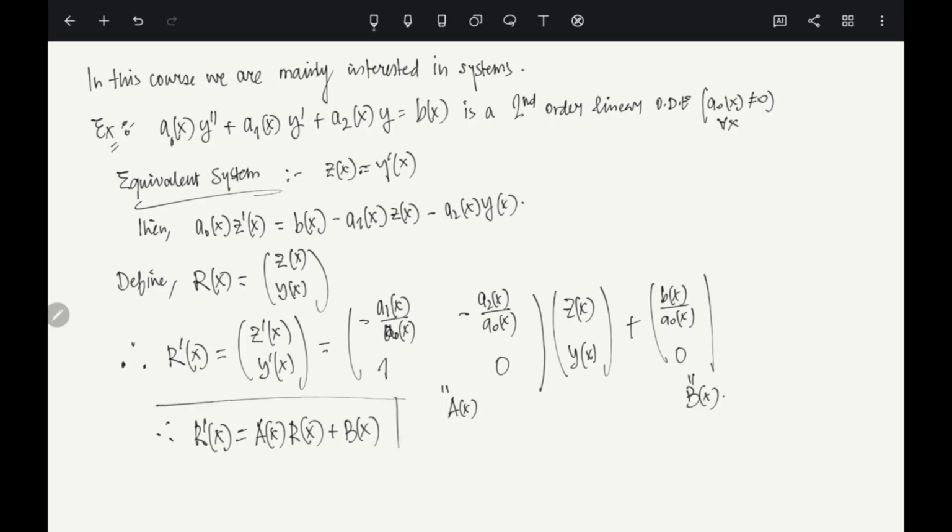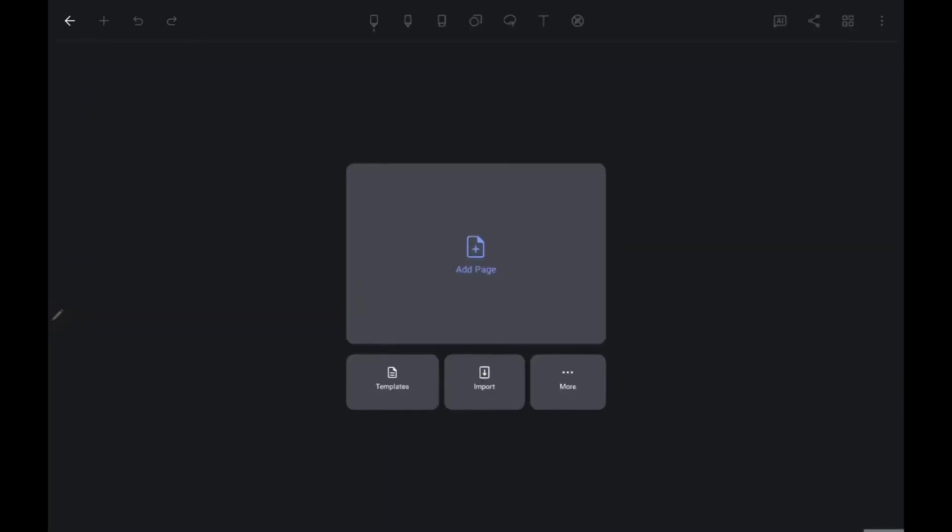So I can actually reduce a second order linear ODE to an equivalent system. In this case, please remember this, it is a first order linear system. So I can reduce a second order equation to a first order linear system. Clear? Now, if I give you a first order linear system, can I write it as a second order linear equation? Let's look at the converse.